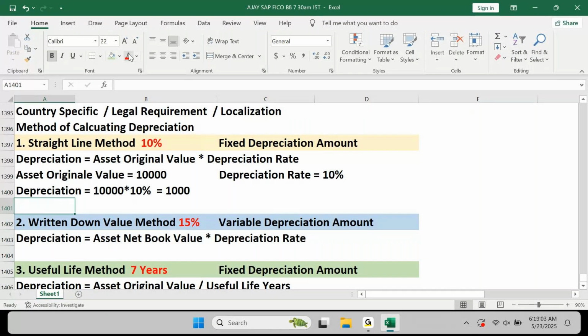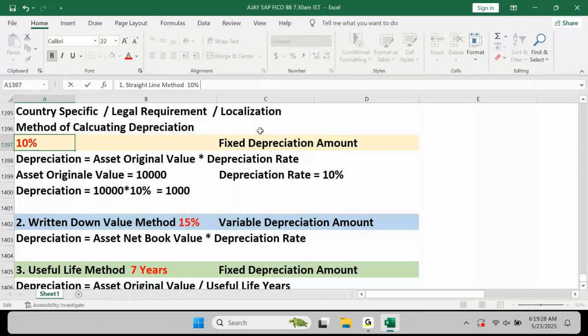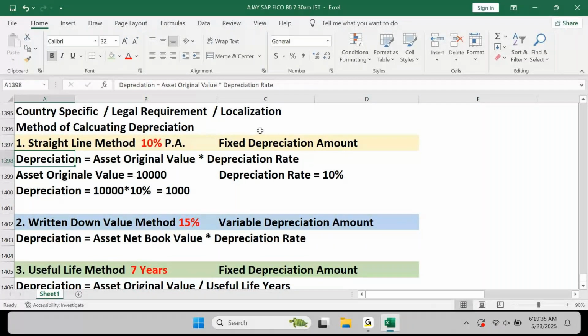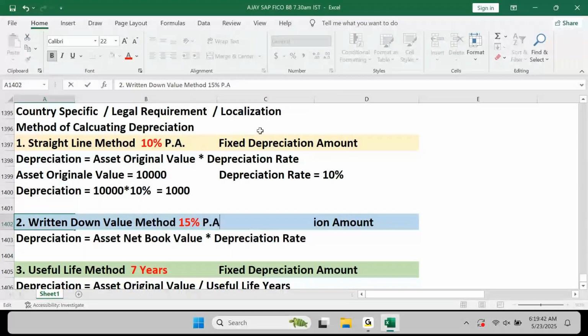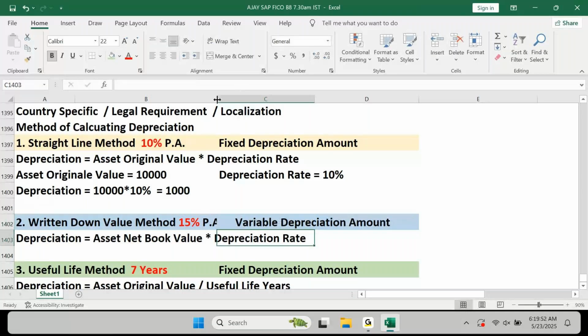Even SAP also applies the same logic in this system. Depreciation here is 1000 and your depreciation is always calculated per year or per month? Per year. It is always calculated per year, meaning this is 10% per annum. This also is 15% per annum. All right.